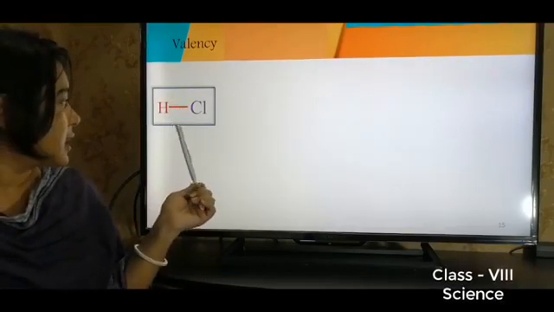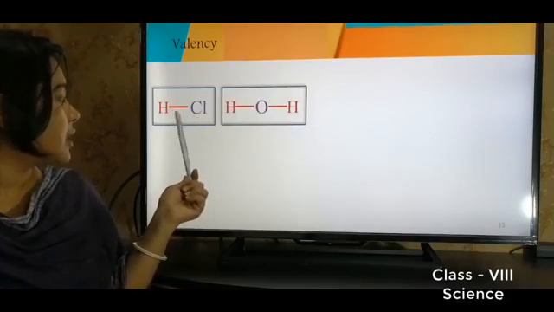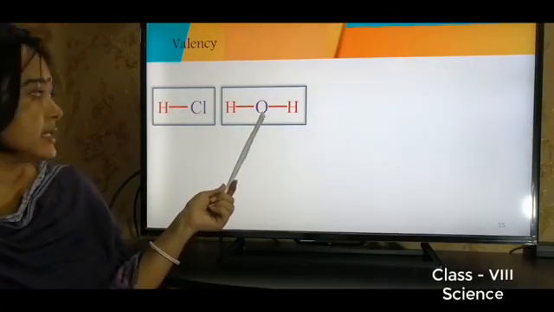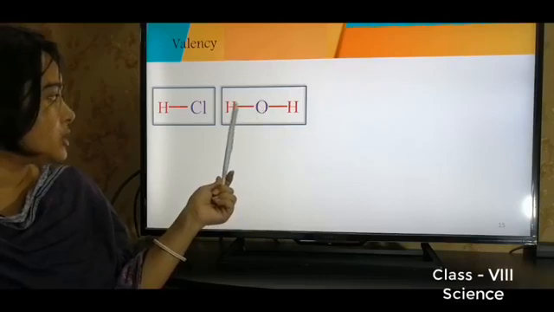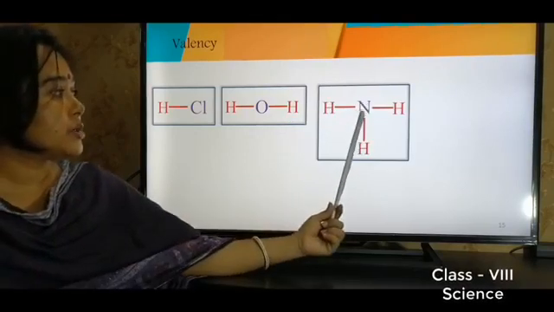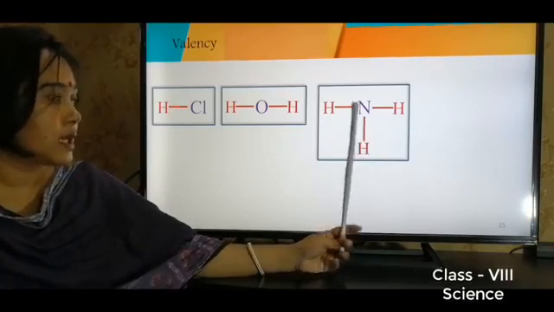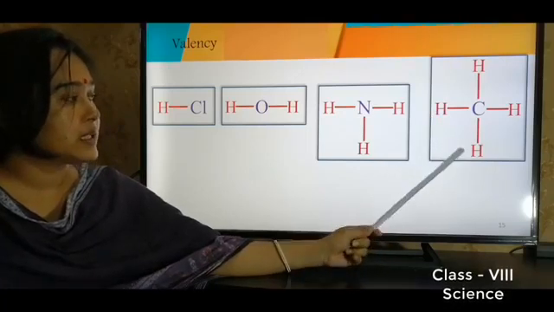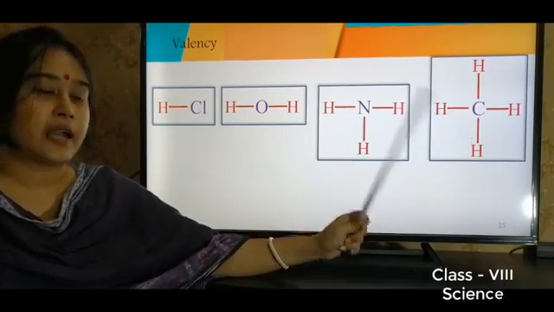You can see the examples we have discussed. Hydrogen chloride: the valency of hydrogen is 1 and chlorine is also 1. Here oxygen is attached with 2 hydrogen atoms, so oxygen holds two one-handed hydrogen atoms. Here nitrogen holds 3 individual one-handed hydrogen atoms in ammonia. And in methane we can see carbon, by its 4 hands, is holding 4 individual one-handed hydrogen atoms.